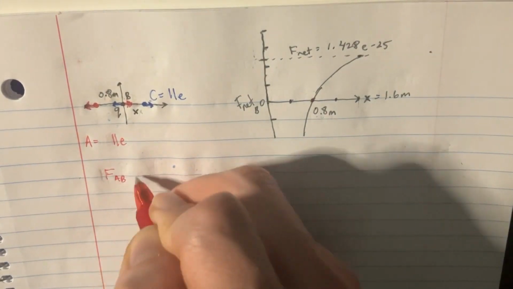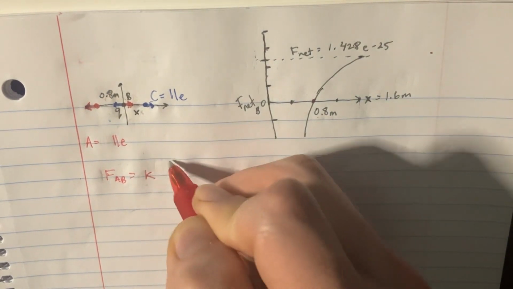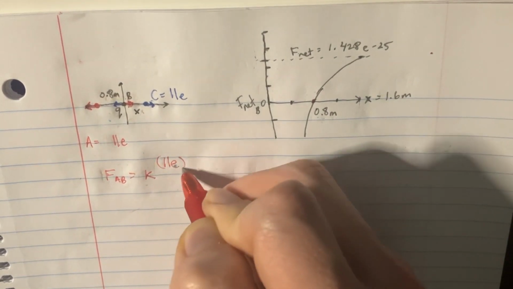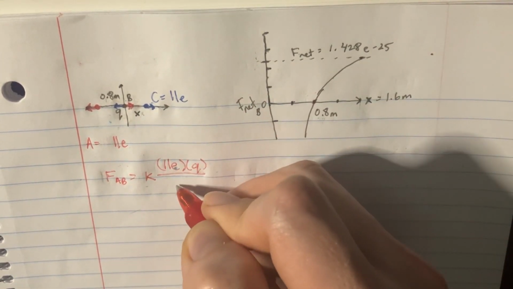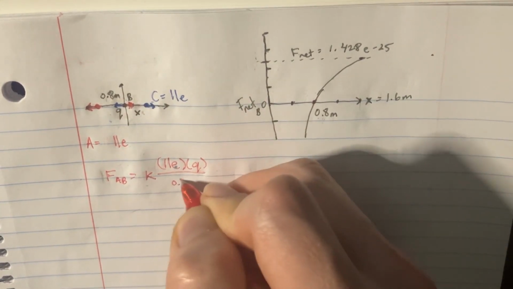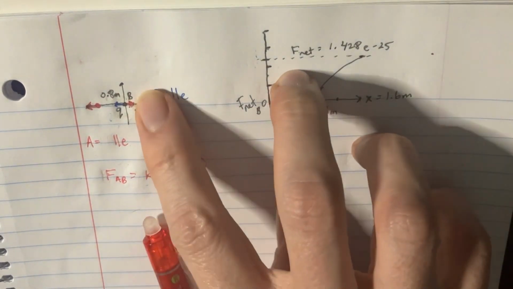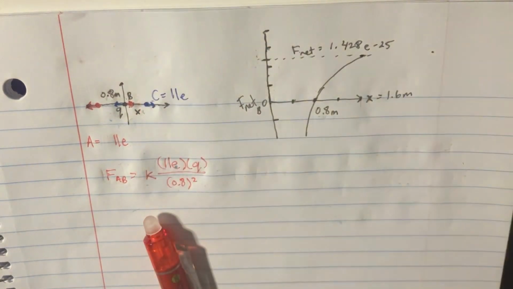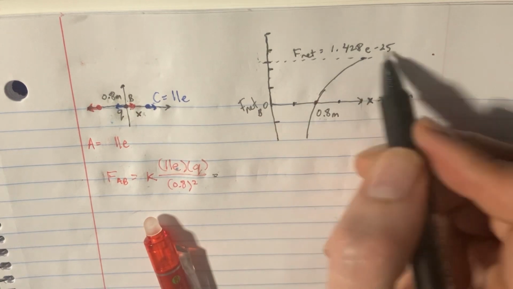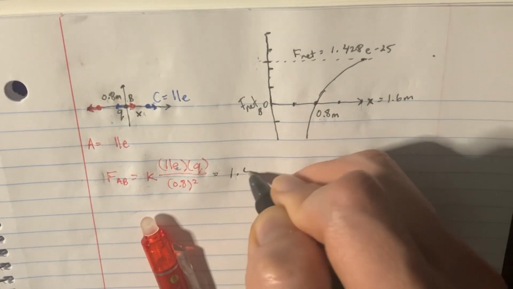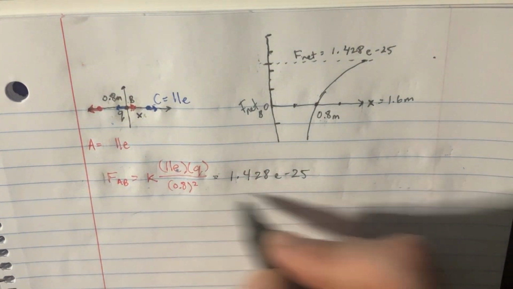Force A on B, these two by themselves, without C even, is going to be K times 11E times Q divided by the 0.8 squared. And then, because C is gone, taking that out of the equation, we can just equal this to the positive net force that we have over here. So 1.428 e to the negative 25. And now we can just solve this for Q.